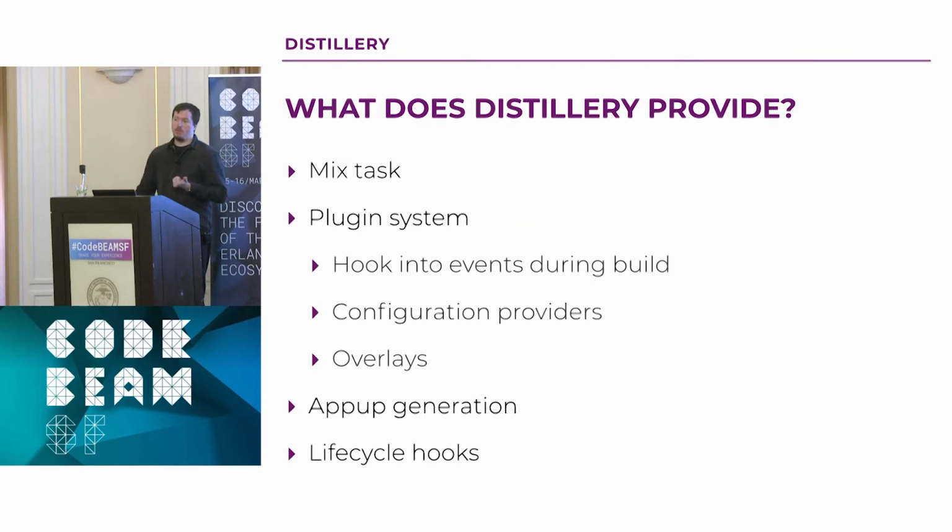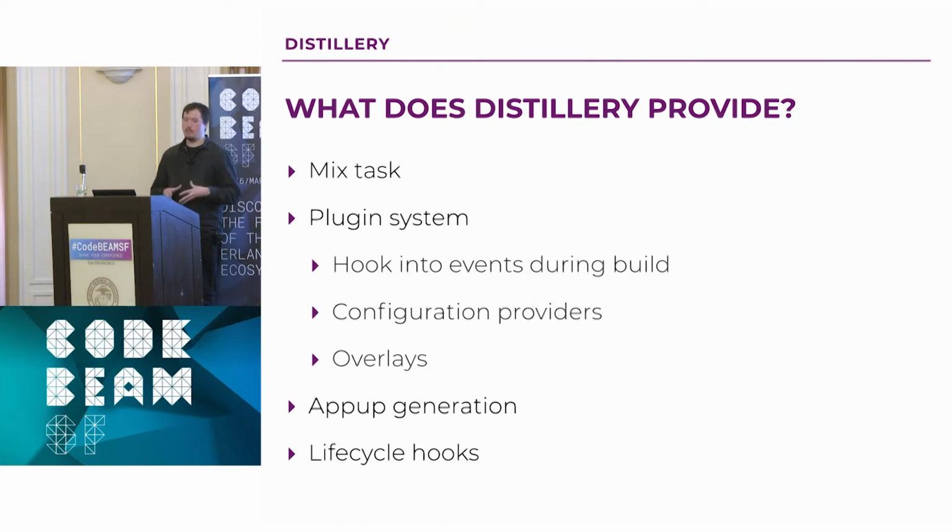Distillery also does a form of automatic appup generation. So appups are used for hot upgrades and downgrades. They're instructions that tell the release handler how to actually apply code changes to the application. For the most part, appups need to be written by hand. I mean, if you don't have something like this that sketches out the skeleton for you, you have to know what those instructions are and you have to create this file by hand.